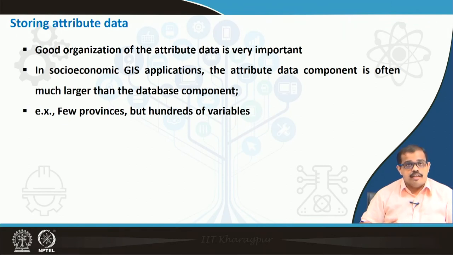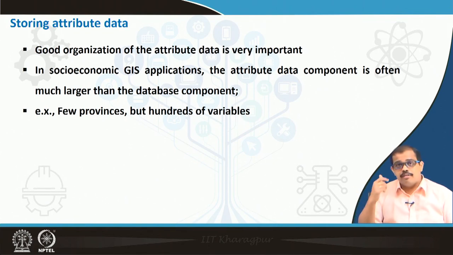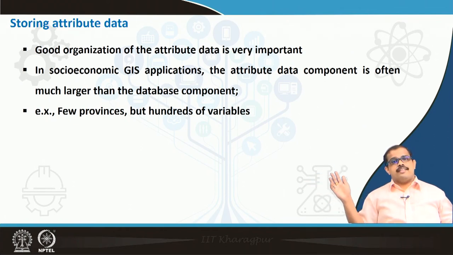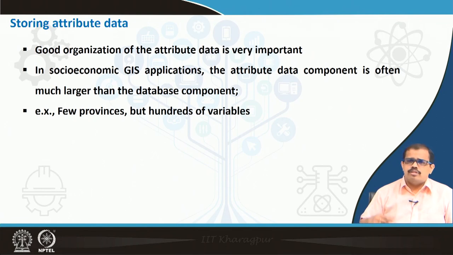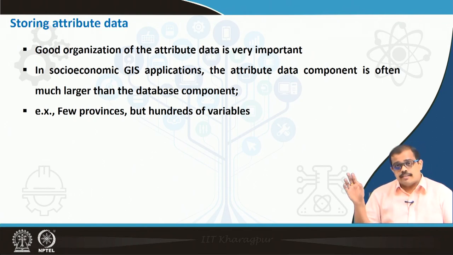Then, whenever you are storing data, it is attribute data that has to be stored. Just storing a geographic coordinate will not give you any output. When you have attribute information added to it, it gives added value to that database, okay. For example, in socioeconomic GIS applications, the attribute data component is often a very large component in a database. If you do not have attribute data, then that is not even called a database, it can be just a geographic base, okay. For example, a few provinces, hundreds of variables. Socioeconomic surveys, any physical survey, etcetera, will have a huge amount of attribute data. Without attribute data, your database has no value, okay.